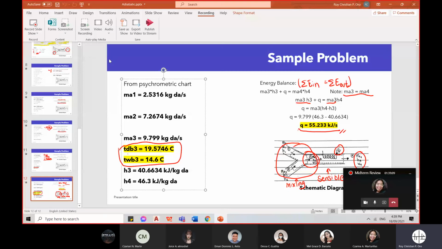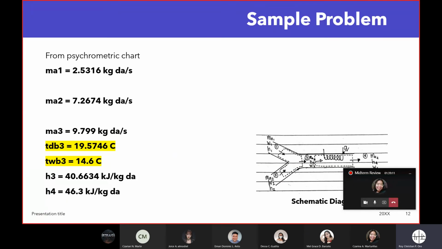So let's continue solving. Now is the last step. Now that we are done considering the adiabatic mixing process as shown by this system, we will take a look at the sensible heating portion. This is mixing, while this one is sensible heating. So there are two processes in this problem.